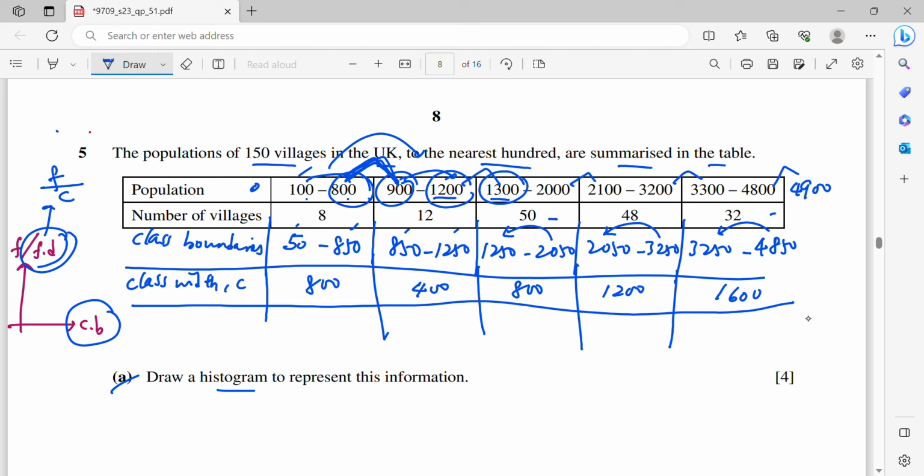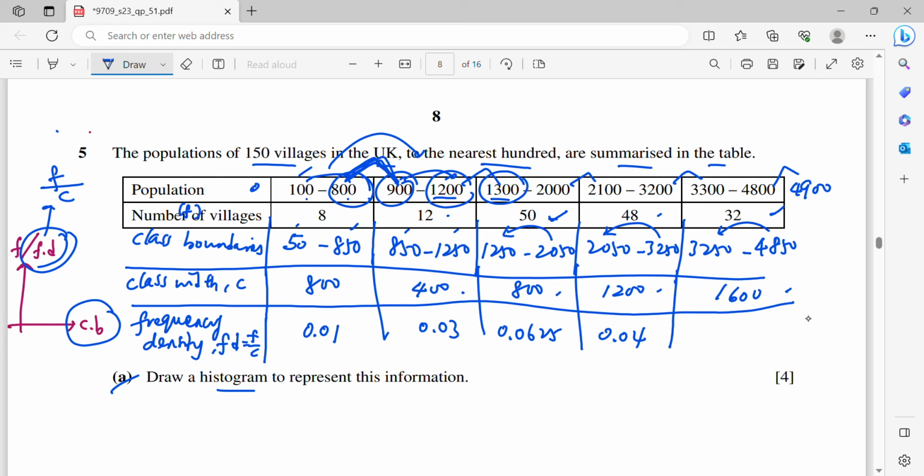Then lastly, it will be the frequency density. Alright, FD. This FD is F over C. So this is our F, number of villages. So 8 over 800, it will be 0.01. Then 12 over 400, 0.03. 50 over 500, 0.0625. 48 over 1200, 0.04. Lastly, 32 over 1600, you will get 0.02.